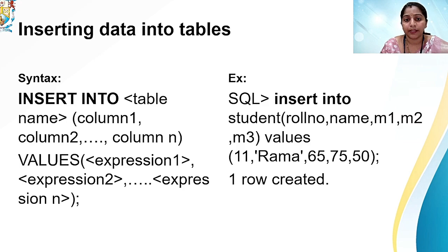So for example, we can say insert into student roll number, name, M1, M2, and M3 values, where 11 is the roll number. When the value 11 is read, it will be transferred to roll number and stored in roll number. Next, Rama will be stored under the column name, and 65 under M1, and 75 under M2, and 50 under M3.